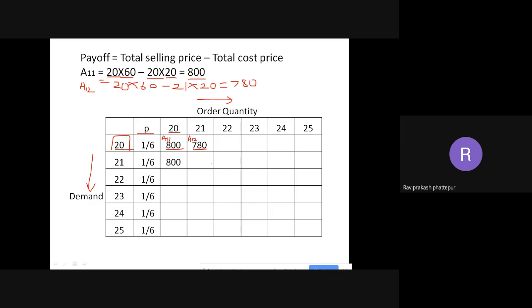Now tell me, this is A21. It's already given as 800. This is A22. Sorry, A31. This is A31, and this is A41. Calculate and tell me for A31.